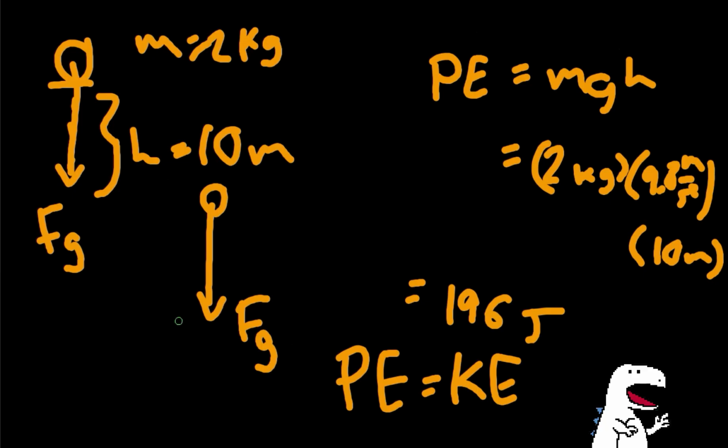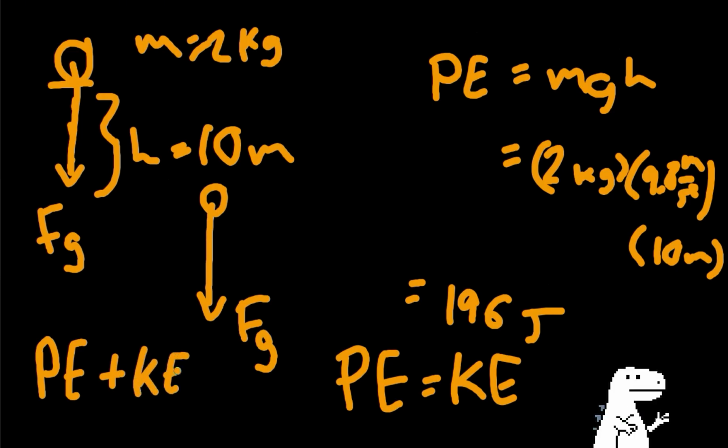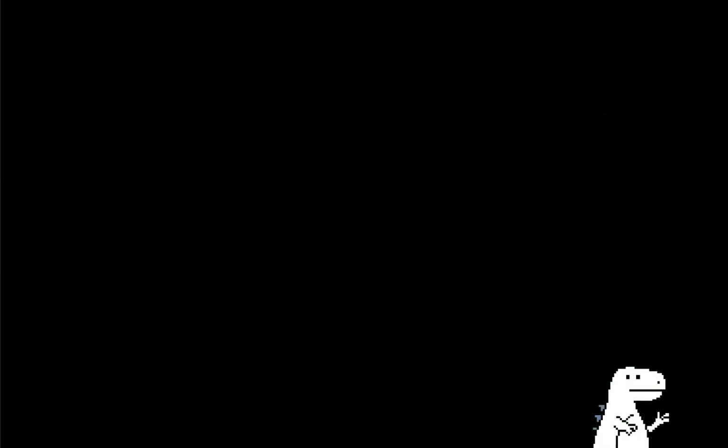Now, let's talk about the concept of conservation of mechanical energy. So the total mechanical energy of something will simply be the potential energy plus the kinetic energy. So this will remain constant in a closed system without friction. So for example, the ball converts all the potential energy to kinetic energy when it reaches the ground just before impact.